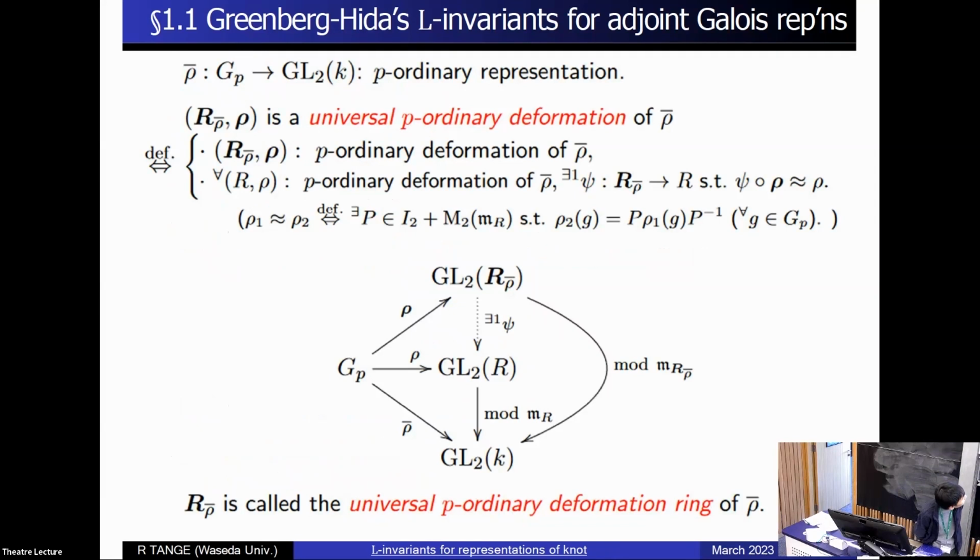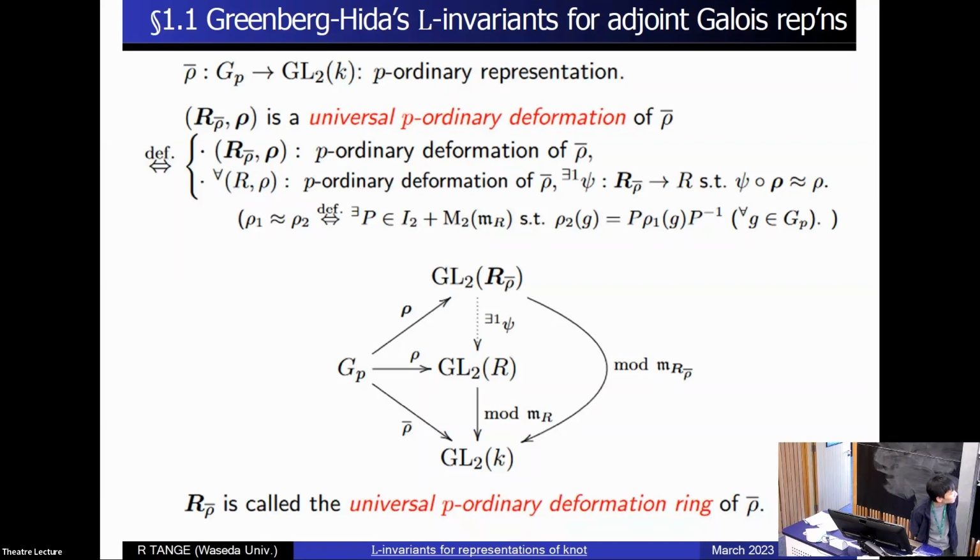So for simplicity, let rho bar be a p-adic representation, and we call (R, rho) a universal p-adic deformation of rho bar if this pair is a p-adic deformation of rho bar, and for any p-adic deformation of rho bar, there is some morphism such that the composite of psi and this morphism and rho are strongly equivalent, namely quite stronger than just taking the conjugation.